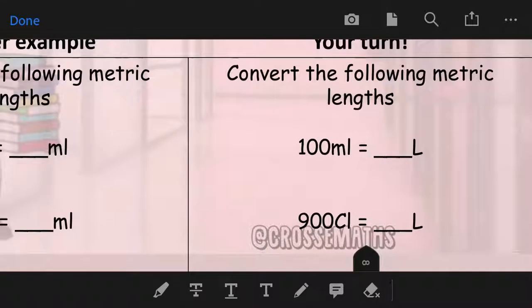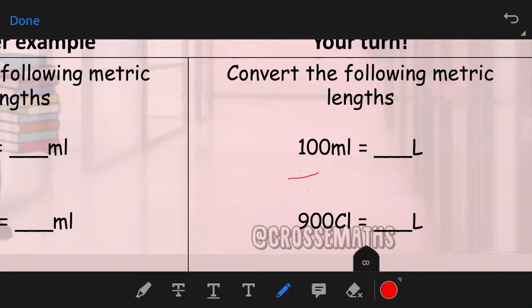Once they're down, if you're going from millilitres to litres, okay, you're going to have to divide by 1,000. Dividing by 1,000 gives me 0.1 litres.